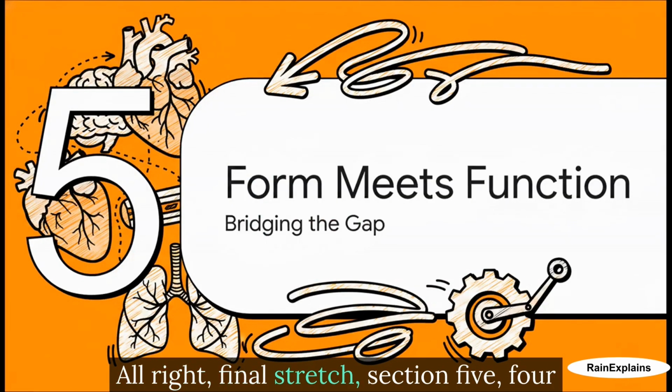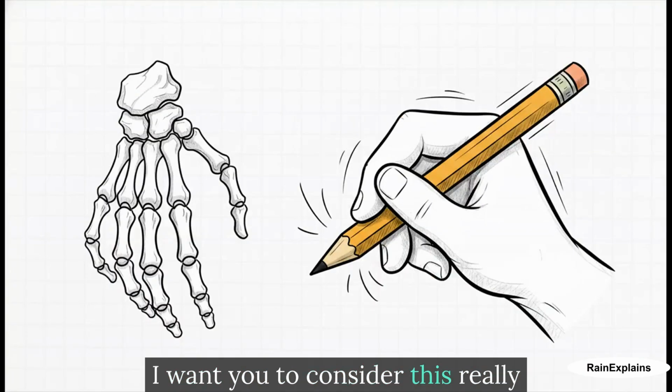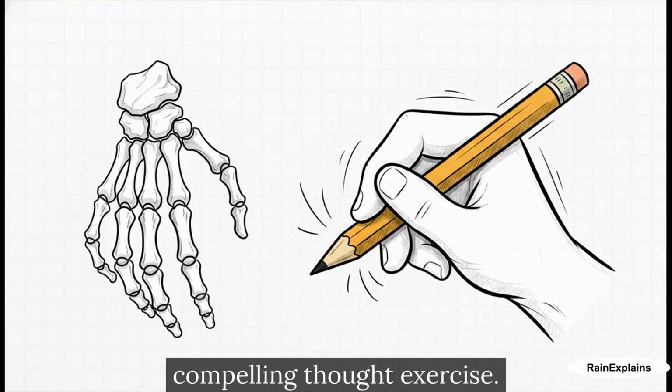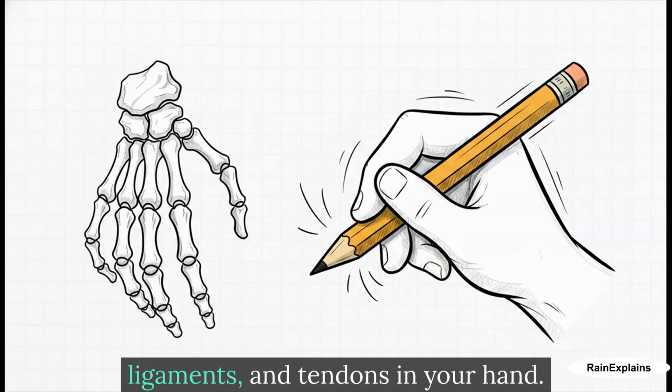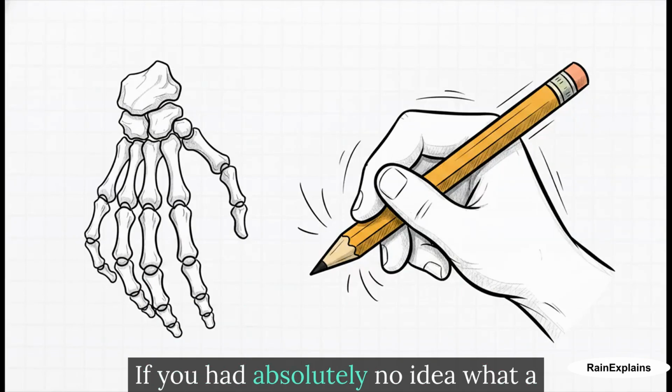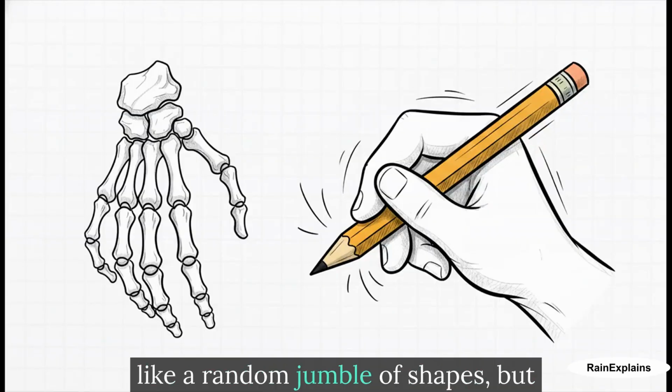All right, final stretch, Section 5, Form meets Function. I want you to consider this really compelling thought exercise. Imagine trying to appreciate the unique, complex arrangement of bones, ligaments, and tendons in your hand if you had absolutely no idea what a hand actually does. It would just look like a random jumble of shapes.